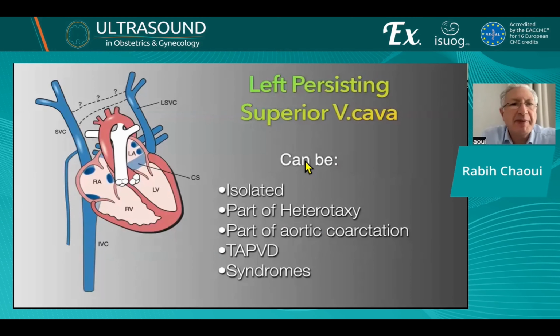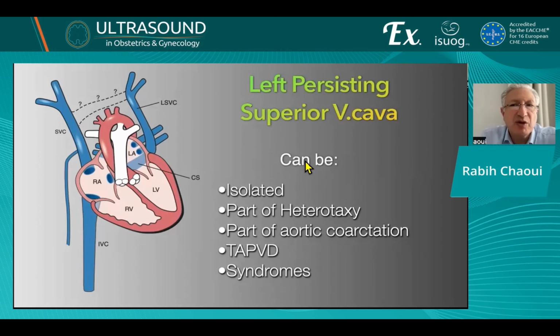What is the clinical impact of this disease? Keep in mind, it can be isolated if you detect it as an add-on sign, but it can also be a venous anomaly, part of heterotaxy syndrome. Seek other venous anomalies, seek complex cardiac malformation, and especially the abdominal organ arrangement. It can also be part of aortic coarctation.